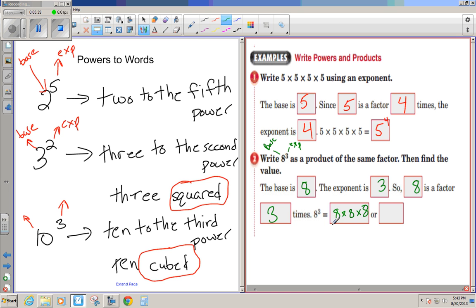And if you actually multiply that out, you'd say, all right, 8 times 8 is 64. And then 64 times 8. Let's see, 4 times 8, make sure I do this right. 32, carry the 3. That's 48 plus 3, 51. 512 is what this is equivalent to. The reason we did this 512 part is it says, then find the value.